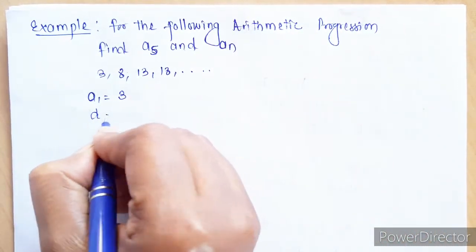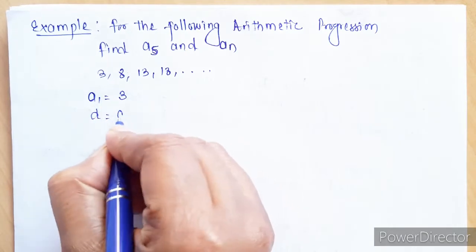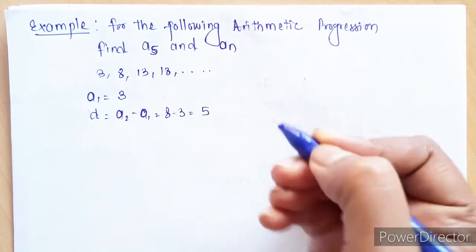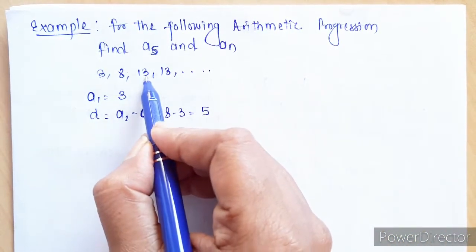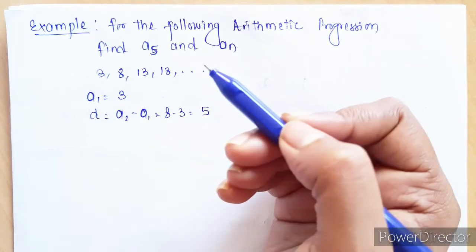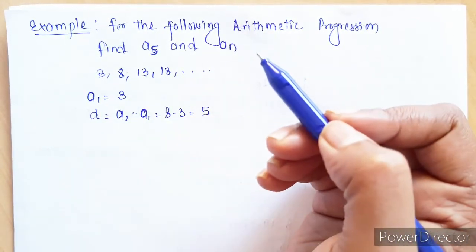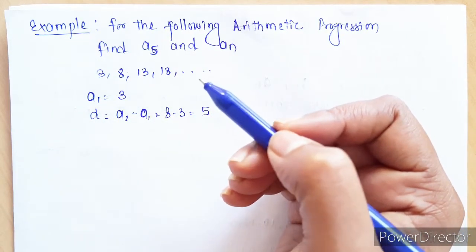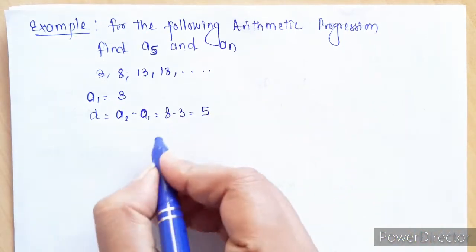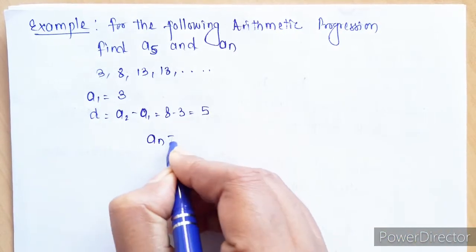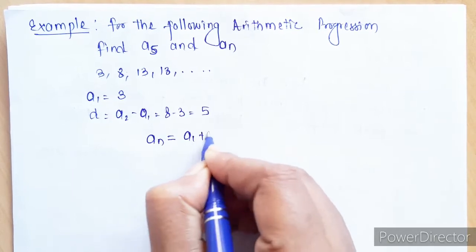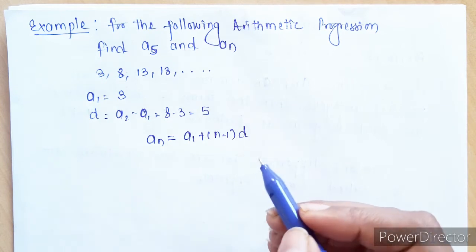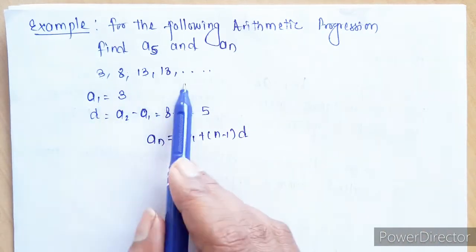What about the difference? Second term minus first term, that is a2 minus a1, is 8 minus 3, which is nothing but 5. Check the next term: 13 minus 8 is again 5, 18 minus 13 is again 5. Since the difference is common, we can say it is an arithmetic progression, and we can use the formula for the last term or nth term. It is an equals a1 plus n minus 1 into d.